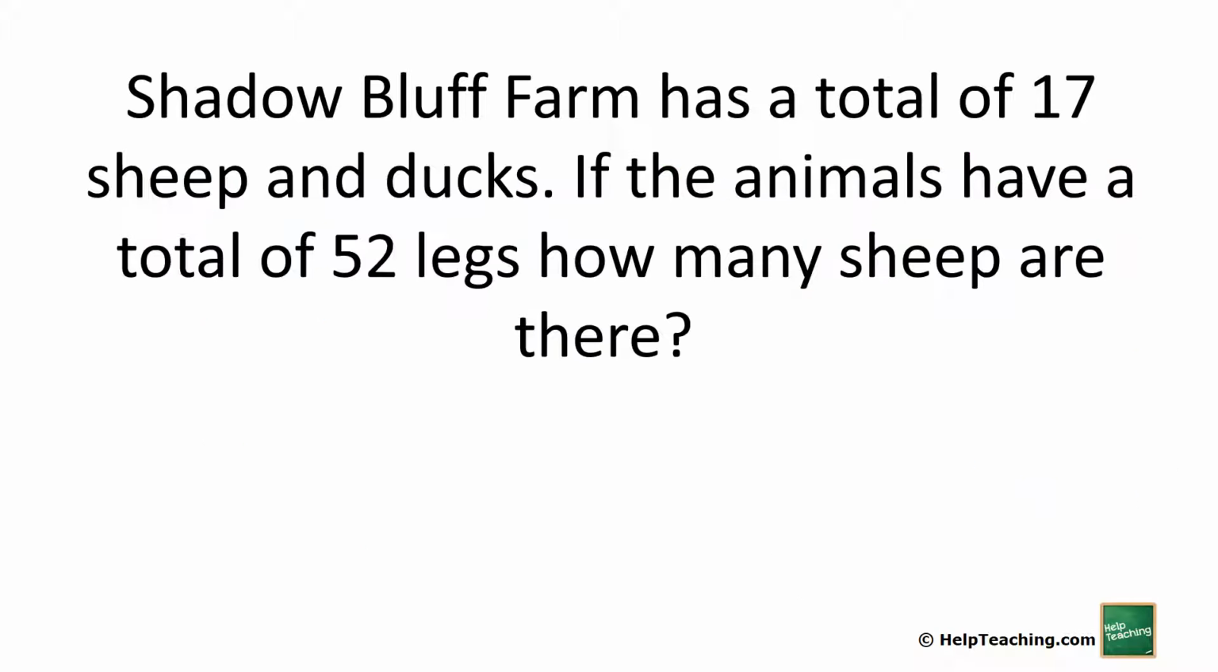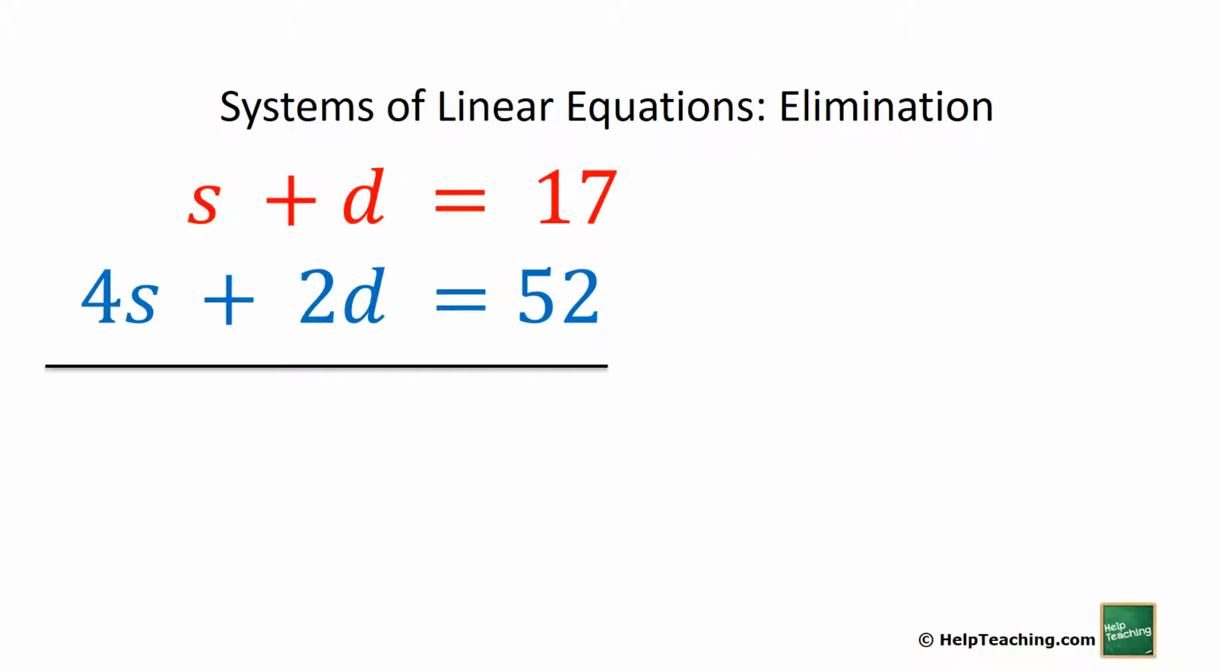Let's look at a word problem. Shadow Bluff Farm has a total of 17 sheep and ducks. If the animals have a total of 52 legs, how many sheep are there? So first we need to create some equations. So s plus d equals 17 means that the total number of sheep plus the total number of ducks is equal to 17. In other words, there's 17 of them altogether.